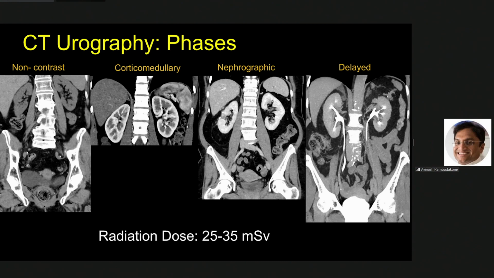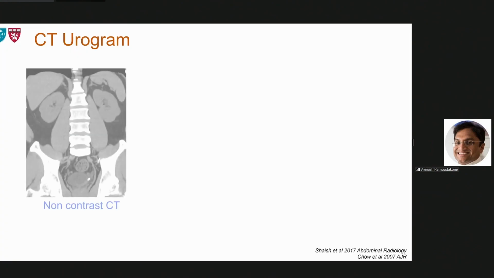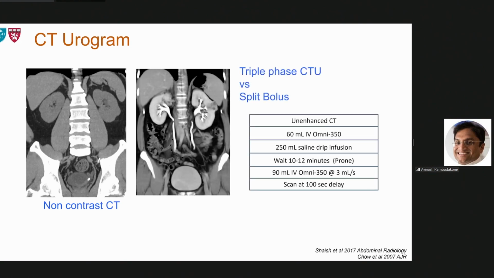So at MGH, we do what is called a split bolus protocol, where after an initial non-contrast CT acquisition, the nephrographic and the delayed phase are combined. Initially we give a bolus of around 60 cc's of contrast, followed by a saline drip infusion. The patient waits for 10 to 12 minutes, and then a second bolus of contrast of 90 cc's is given, and a scan is performed at a delay of 100 seconds.